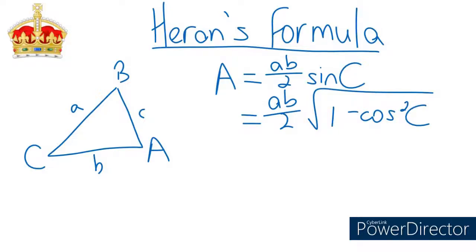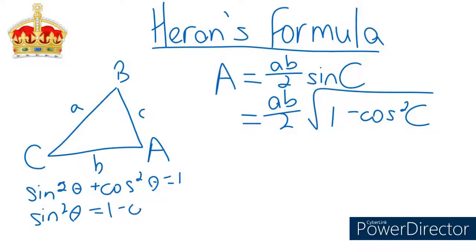The reason for that is there is an identity which is sine squared theta plus cosine squared theta is equal to 1. If you rearrange this, you get that sine squared theta is equal to 1 minus cosine squared theta. Then we can just square root both sides, and we get that sine of theta is going to equal the square root of 1 minus cosine squared theta. And that's where we're getting this in our equation here. So here we have 1 minus cosine squared theta.